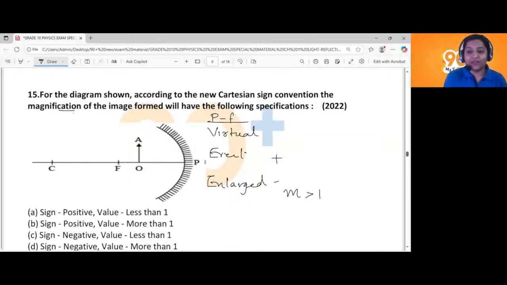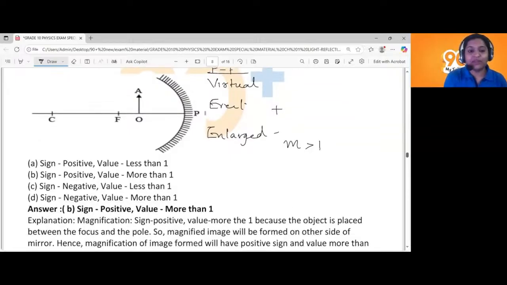So let's see the options. Magnification sign is positive, value less than 1. No. Sign is positive, value more than 1. Right. Sign negative. No. Sign negative. No. Magnification sign for erect images is positive, and that value is greater than 1 since it is enlarged.